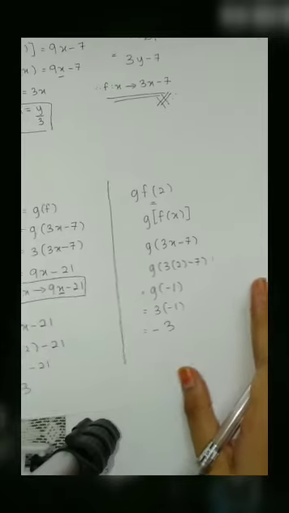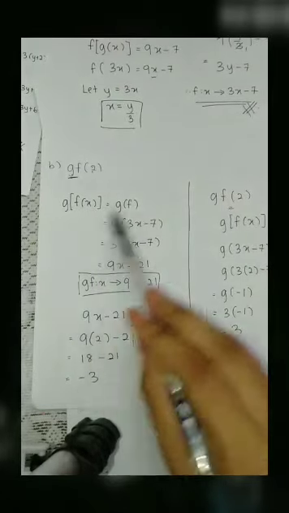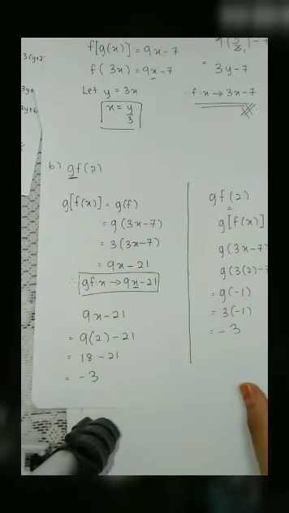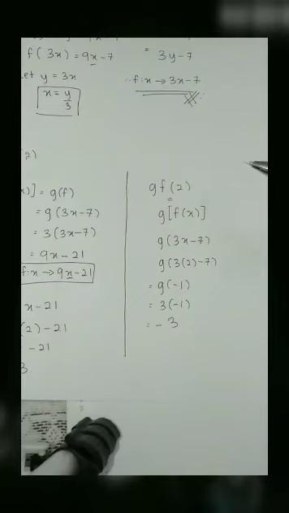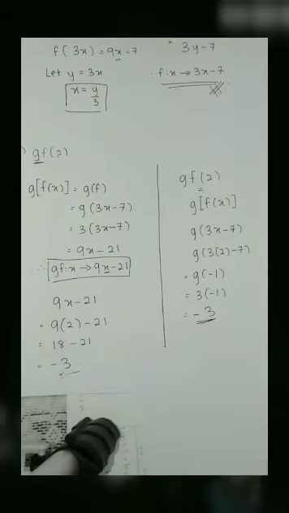So it's a little bit different from method 1, because in method 1 we find the function for gf first and then we substitute 2 into x, but in method 2 we just substitute 2 into function f first and then apply the function g. We're going to get the same answer. It is minus 3.